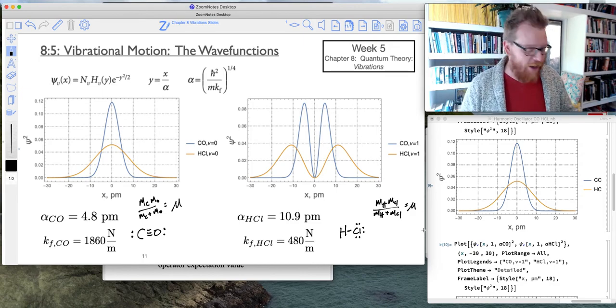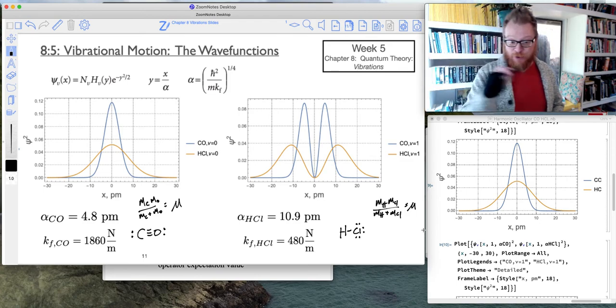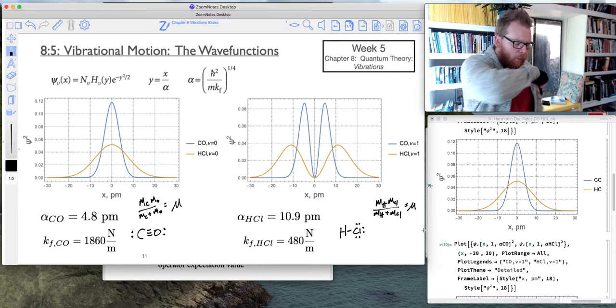And so for those of you in the lab, this is a very cool experiment we can do. We can synthesize HCl or DCl in the Schlenk line and take spectra of it, and we can actually see the difference in the spectra when we replace the hydrogen with the deuterium.